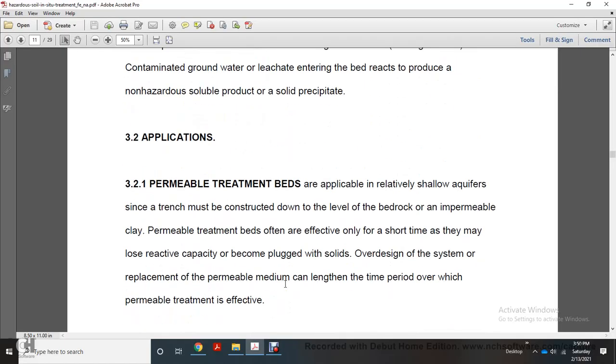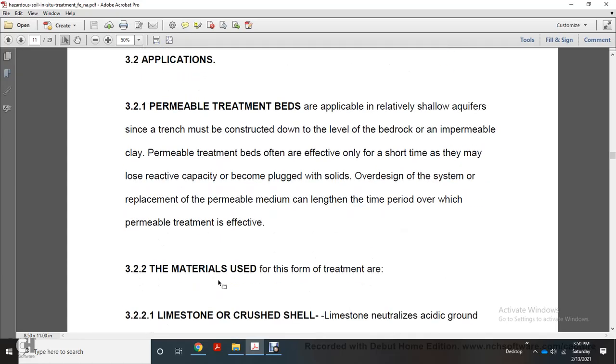Applications. Permeable treatment beds are applicable to relatively shallow aquifers since trenches may be constructed down to the level of the bedrock and permeable clay. Permeable treatment beds are often effective only for a short time as they may lose capacity or become plugged with soil over the design life of the system. Placement of the permeable medium should be planned for the length and time of the period over which the permeable treatment is effective.